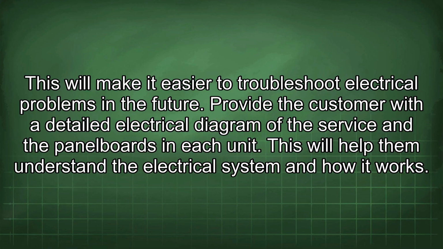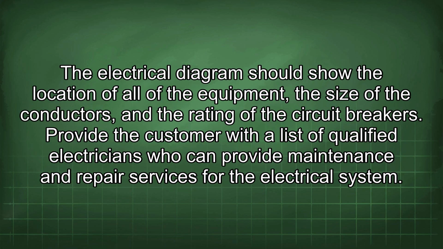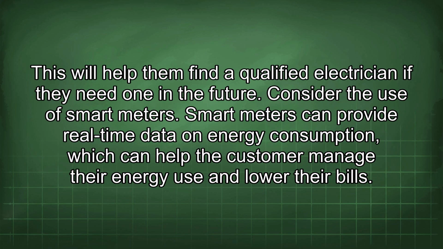Provide the customer with a detailed electrical diagram of the service and the panel boards in each unit. This will help them understand the electrical system and how it works. The electrical diagram should show the location of all of the equipment, the size of the conductors, and the rating of the circuit breakers. Provide the customer with a list of qualified electricians who can provide maintenance and repair services for the electrical system. This will help them find a qualified electrician if they need one in the future.